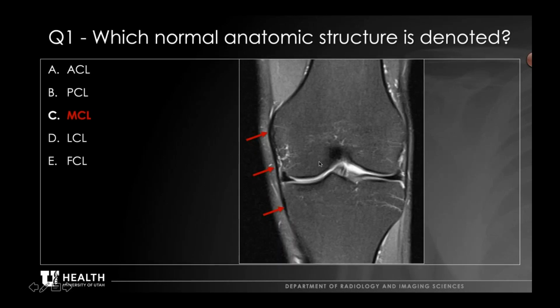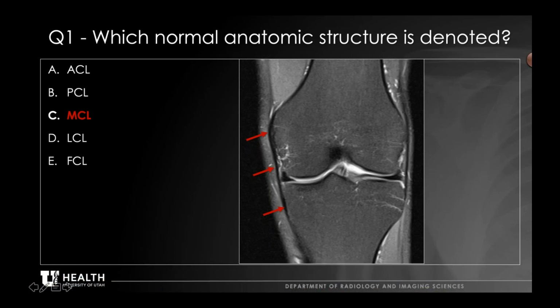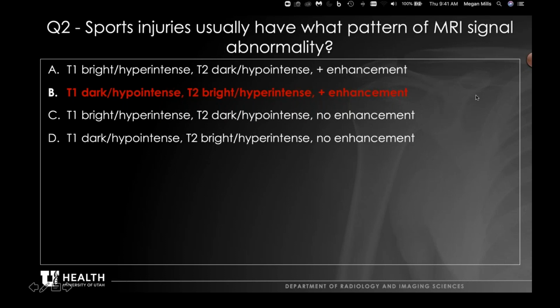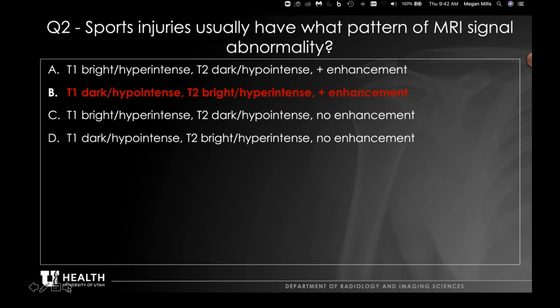First case, medial aspect of the knee. We have this thin structure that attaches from tibia to femur. It looks like a ligament. It's the most superficial aspect of the joint, and that is the medial collateral ligament, or the MCL. Next case, just a reminder about signal. Most injuries have T1 hypointensity, T2 hyperintensity, and enhancement. It's true for tumors, infection, and trauma, and most things in MSK radiology. So a good one to keep in your back pocket.